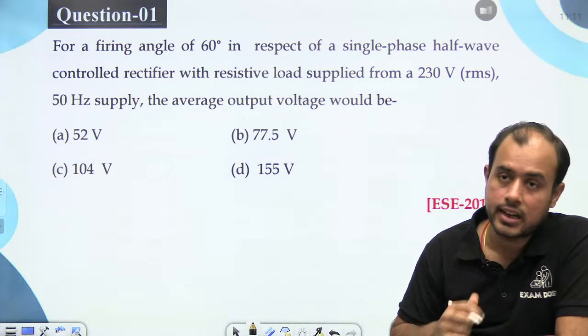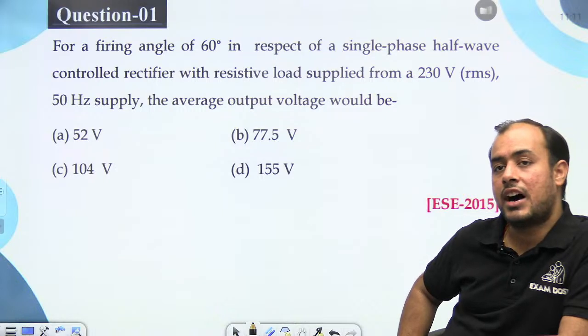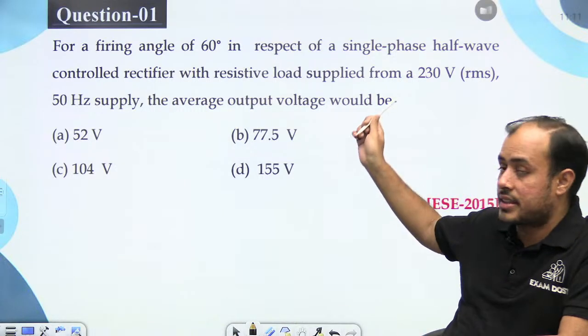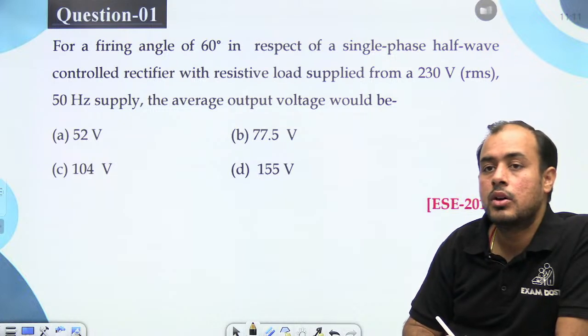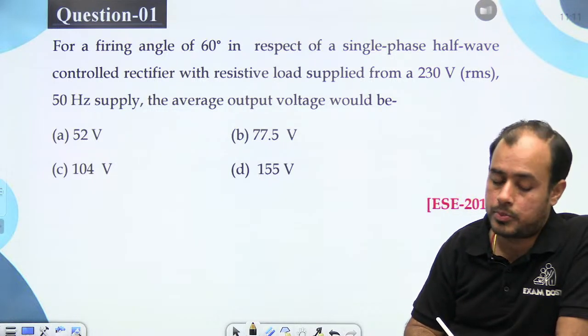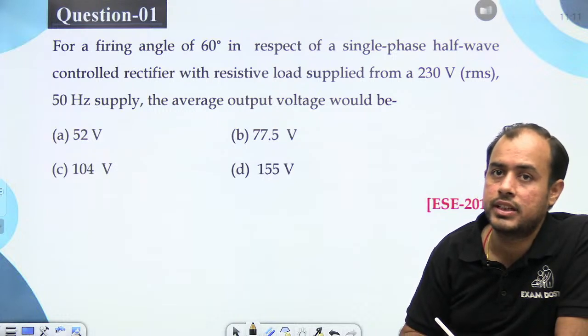For a firing angle of 60 degree, in respect of a single phase half wave controlled rectifier with a resistive load supplied from 230 volt 50 hertz supply, what is the average output voltage? Half wave controlled rectifier with resistive load.